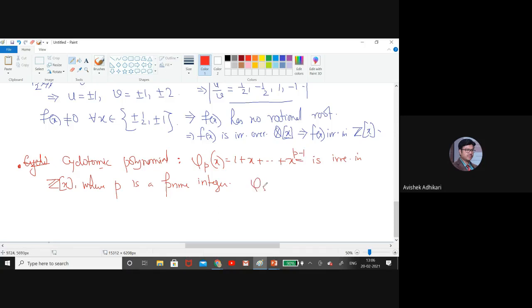For example, if I have phi_5(x), that means 1 plus x plus x square plus x cube plus x to the power 4. That is a cyclotomic polynomial in Z[x], and this is irreducible in Z[x]. This is also a primitive polynomial, so this is also irreducible in Q[x] as well. Okay, so that result is also important.